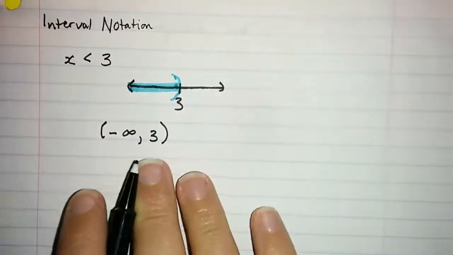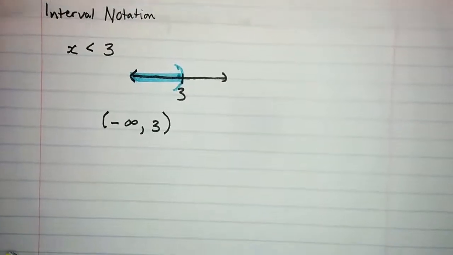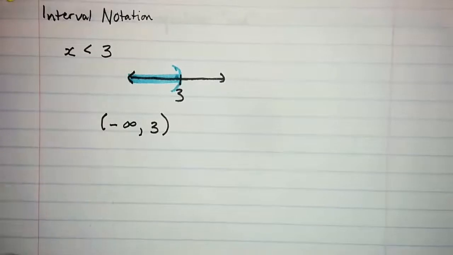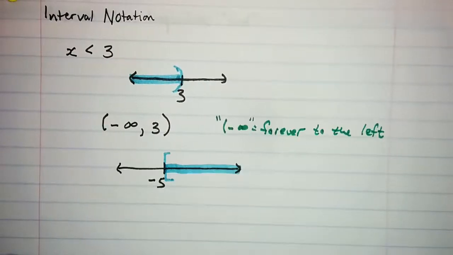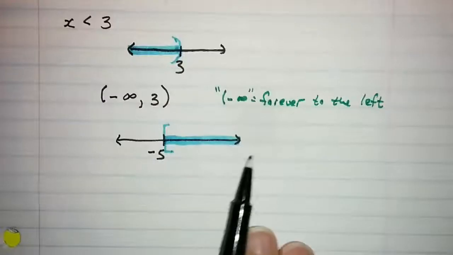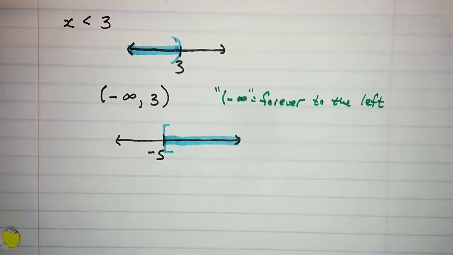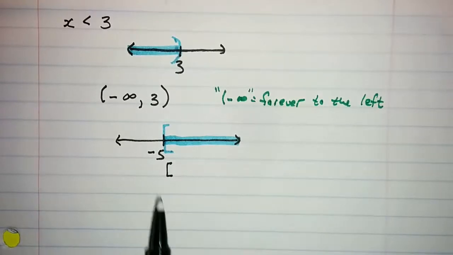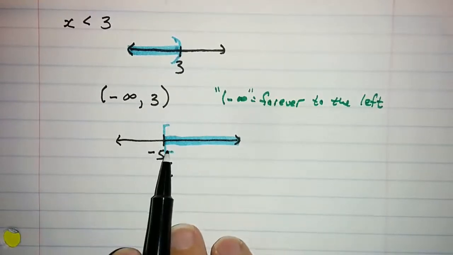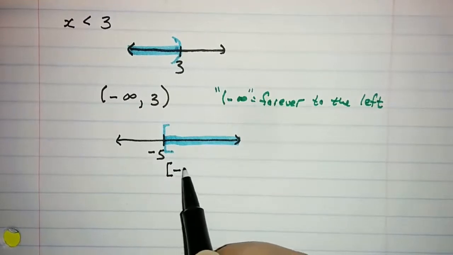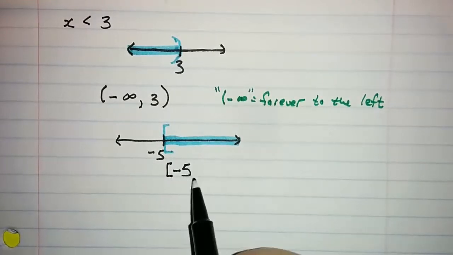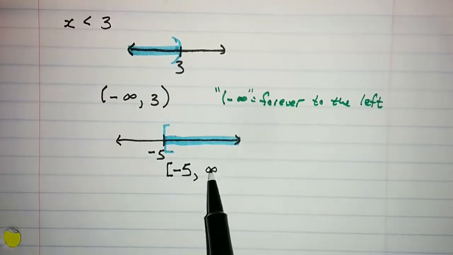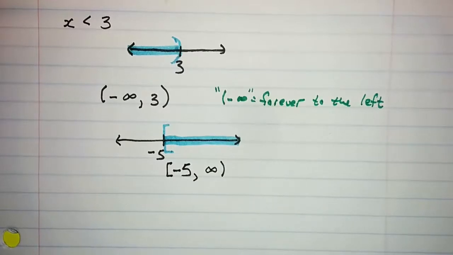So let's just talk about writing interval notation from a number line for the moment. We can have something like this that goes off forever to the left. We could have something like this that goes off forever to the right. Again, we see where's the left end. We write a square bracket because there's a square bracket on the number line. We write the number -5 for where the square bracket is. Then we go off forever to the right. We write infinity round bracket.